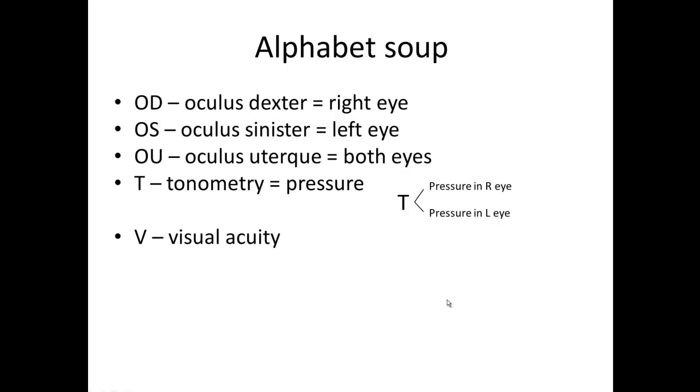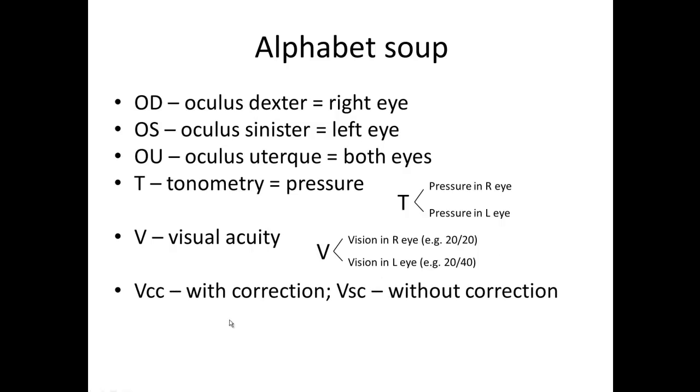V stands for visual acuity, and the same thing happens. You can see a little shorthand like that, so that you might just see a V with this little arrow kind of thing, and then you'll just see 20/20 and 20/40, and that just means right eye, left eye. You might also see a V with a CC, which means with correction, meaning the person was wearing glasses. Or you might see the V with an SC, which means without correction.